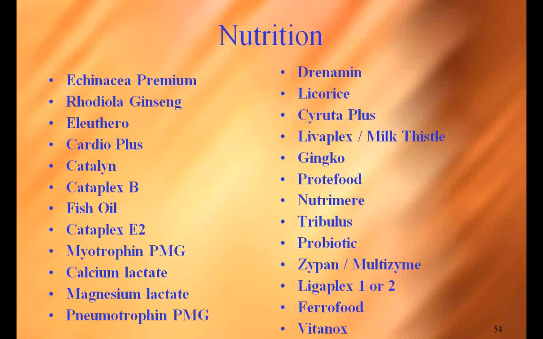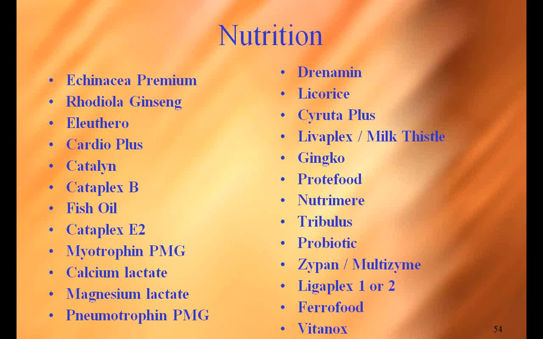Myotrophin PMG for rebuilding muscle tissue. Calcium lactate, important. It's a gas for your immune system, and very important for all of your muscle function. Magnesium can help with all of your muscle function as well. Pneumotrophin for the lungs. Drenamin, very important for the adrenal glands, as we said before.